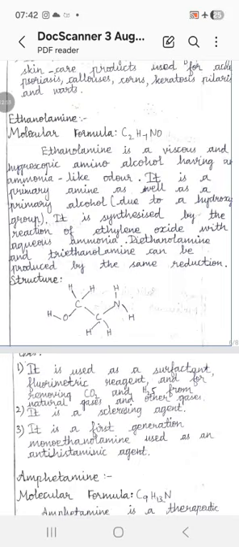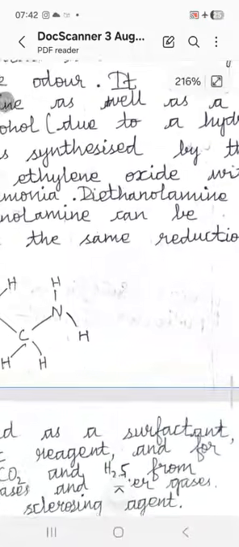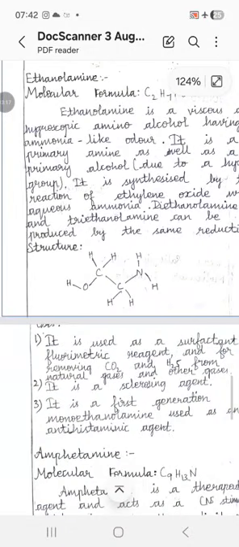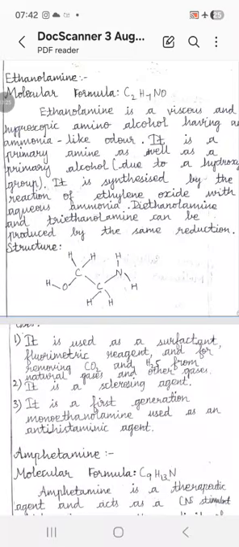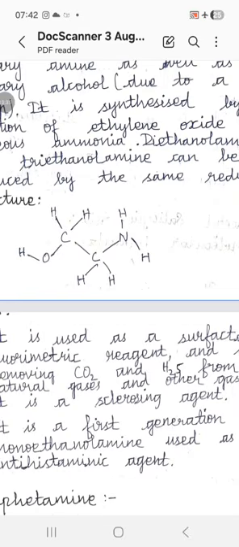It is synthesized by the reaction of ethylene oxide with aqueous ammonia. Diethanolamine and triethanolamine can be produced by the same process. These are the structures of ethanolamine.